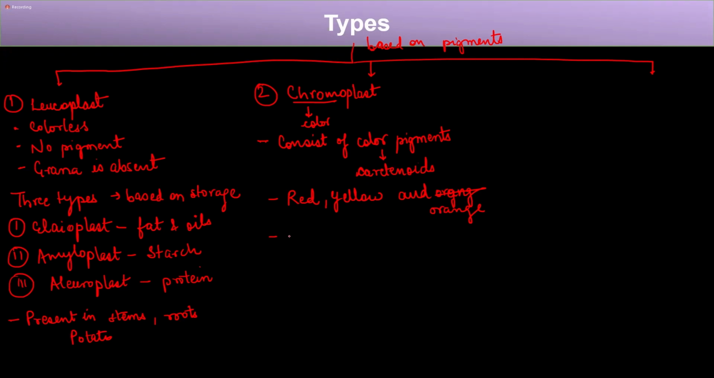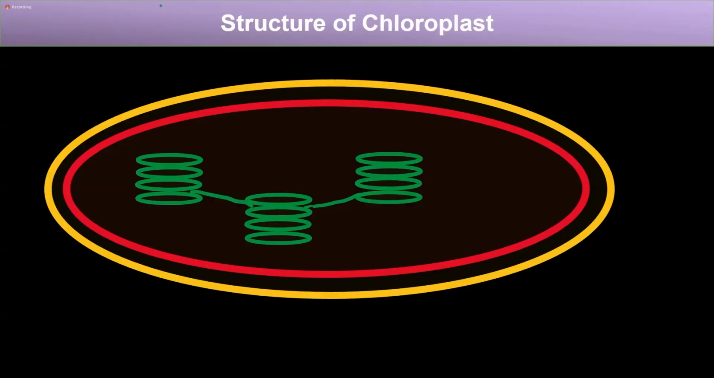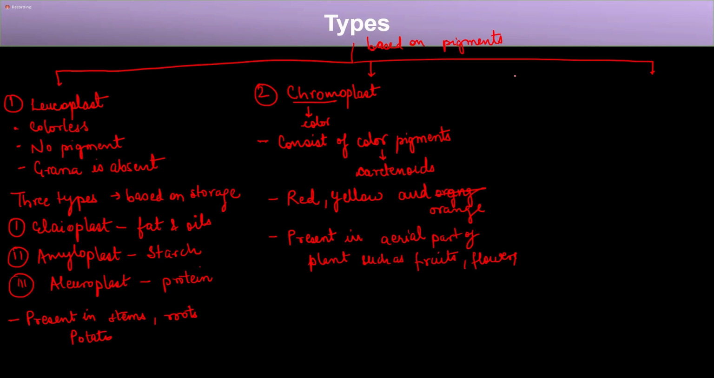So these are present in the aerial part of the plant, such as fruits and flowers. We can see different colors of fruits and flowers. This is because of the chromoplast. Now, the third type of plastid is chloroplast.